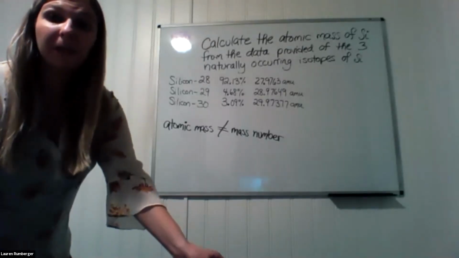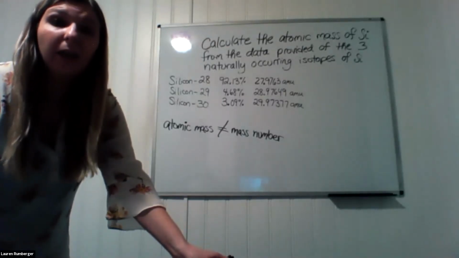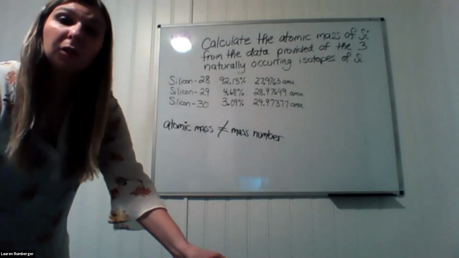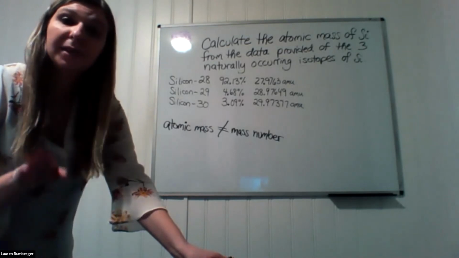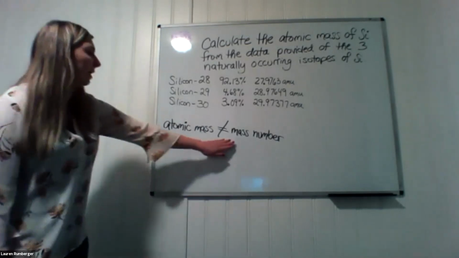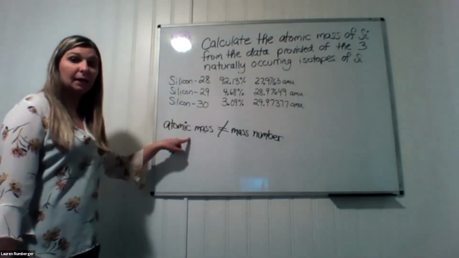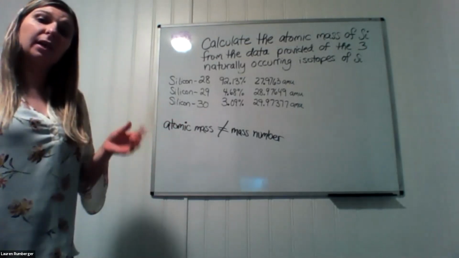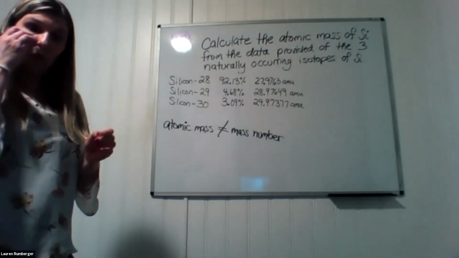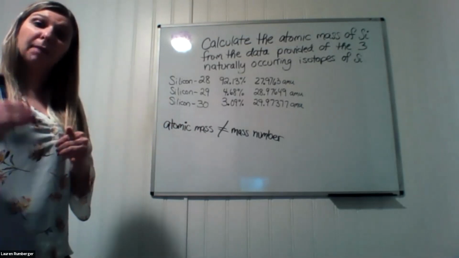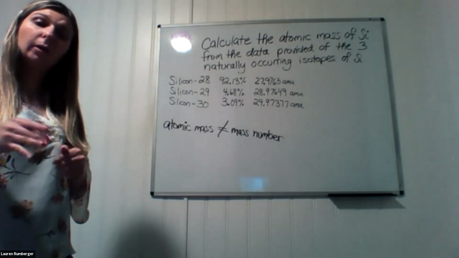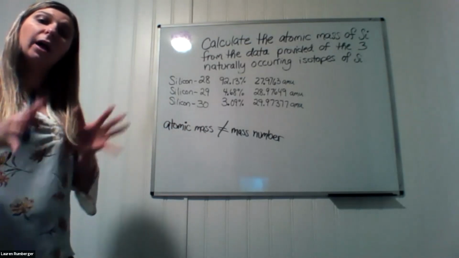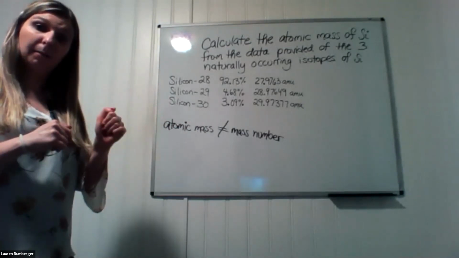We will now look at 3 isotopes of silicon in order to calculate the atomic mass of silicon. We must remember, atomic mass is not the same as the mass number. The atomic mass is the average mass of all the isotopes that exist of a single element. So the mass that we see on the periodic table is the average mass of all the isotopes that exist of that element.